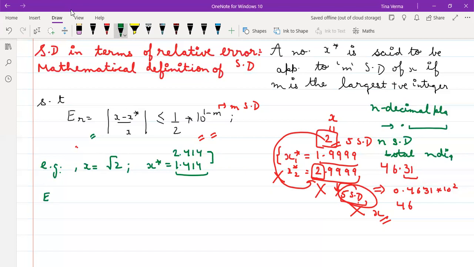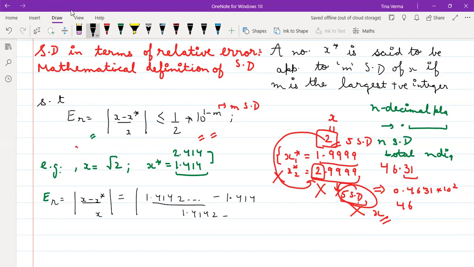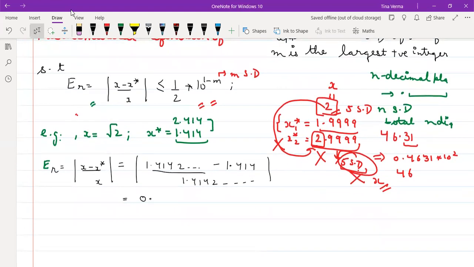We will calculate the relative error, ER, that is (x minus x star) by x. Then you take √2, and if you take more approximation, 1.4142 and so on, even if you consider 16 digits, you subtract 1.414 and divide by 1.4142, and this comes out to be 0.0002, right? Now you have to use the definition that it should be less than or equal to 0.5 into 10 raised to the power 1 minus m, and m should be the largest.